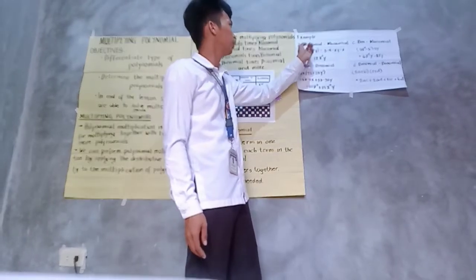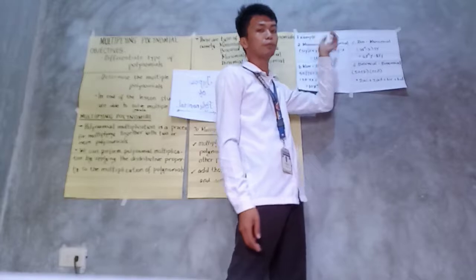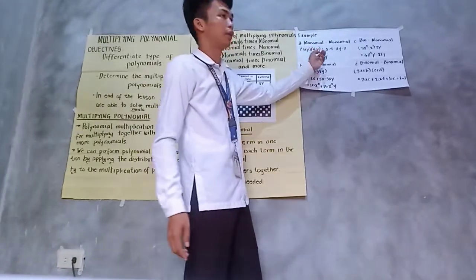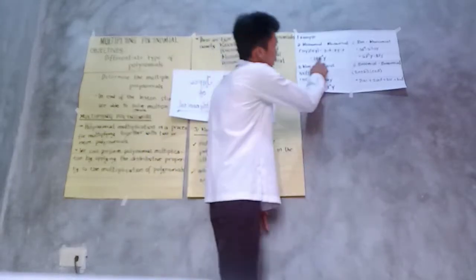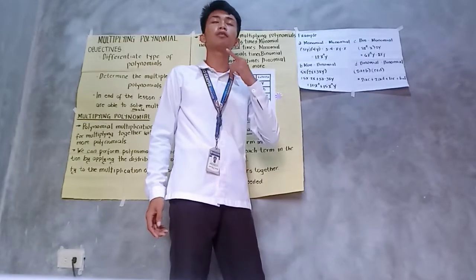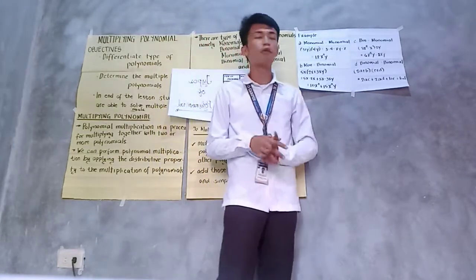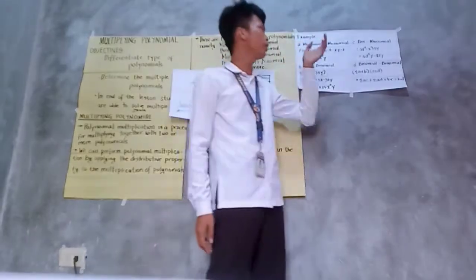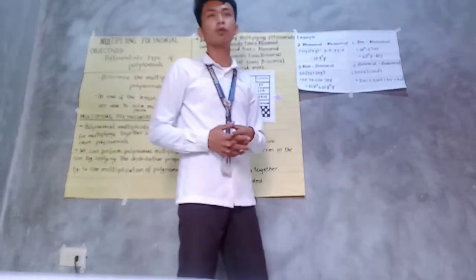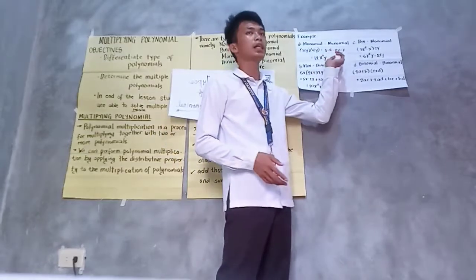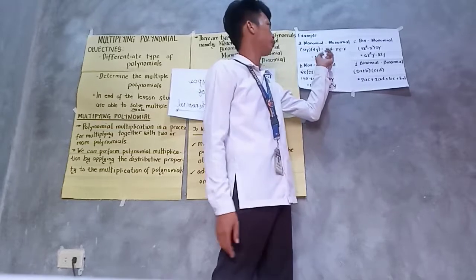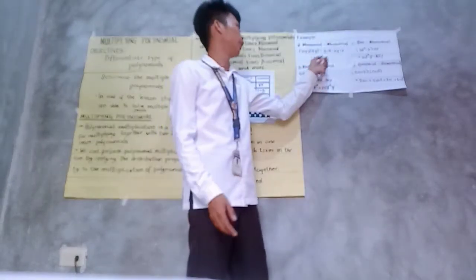The example for letter A is monomial times monomial. The example is 3xy and 4y. This is an easy way to solve multiplying polynomials. So 3 times 4 is equal to 12. x times x is equal to x squared, because x and x each have one variable, so the exponent is 1 plus 1, which is 2, and y.